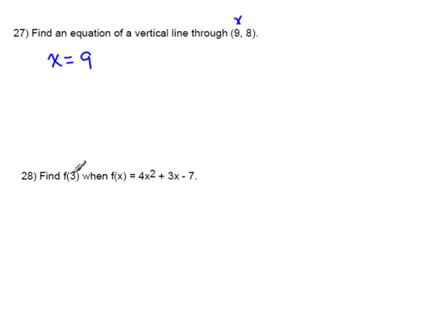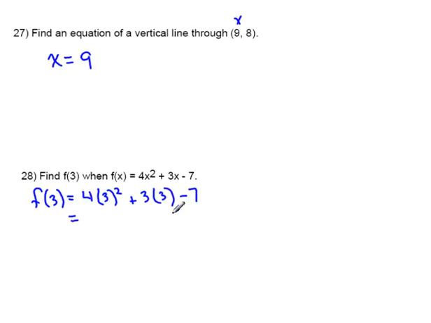28. Find f of 3 when f of x equals 4x squared plus 3x minus 7. Remember, this means find the function value when x equals 3. So what we want to do is replace all of the x's in this function with 3. So 4 times 3 squared plus 3 times 3 minus 7. Remember that f of is just the name of the function, and this is the point 3 that we're looking at, the x value. We're just going to do the math on this side.